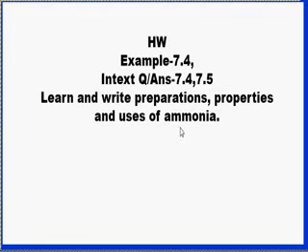So that's it for today. We will have today's homework, example 7.4 of your textbook. In the in-text questions you can do 7.4 and 7.5, as well as learn and write preparation, properties and uses of ammonia.